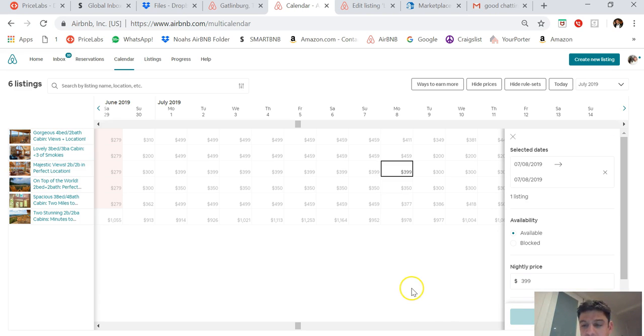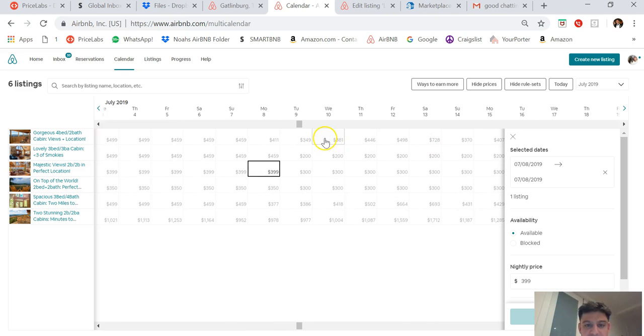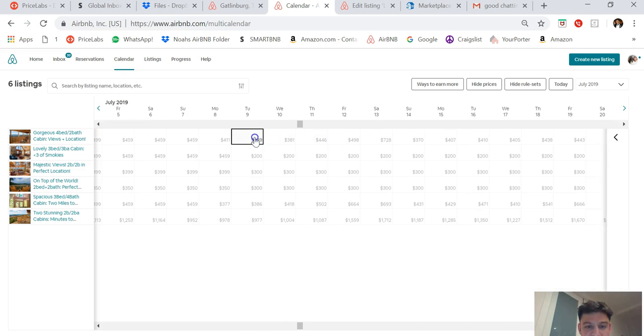So you want to make sure on holidays you're capturing the major bulk, because the holiday is the 4th. It's a Thursday. A lot of people are gonna want to have a cabin for Thursday, Friday, Saturday, Sunday, and Monday, even maybe, and then starting Tuesday, Wednesday, Thursday, the prices will come down again because the holiday's over.